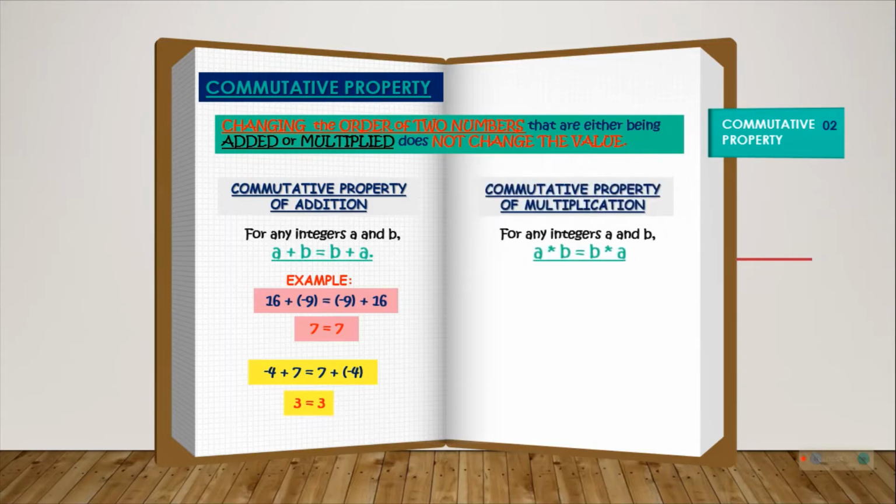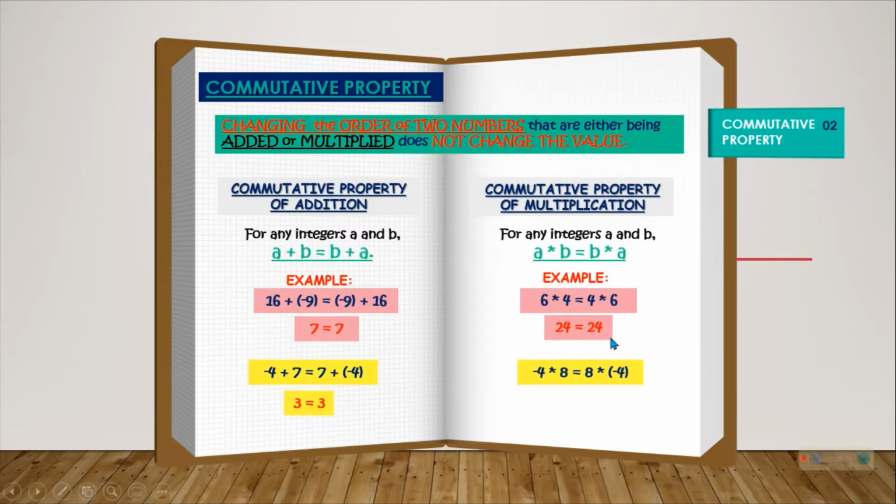In multiplication, for any integers A and B, A times B is equal to B times A. For example, 6 times 4 is equal to 4 times 6. So, nag-switch lang sila si A times B is equal to B times A. But still, they have the same answer. 6 times 4 is equal to 24. Then 4 times 6 is also 24. So they have the same answer.